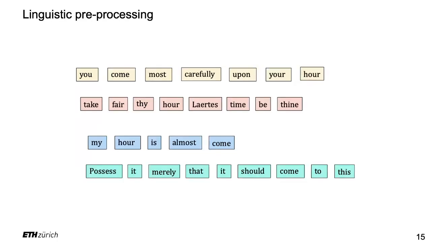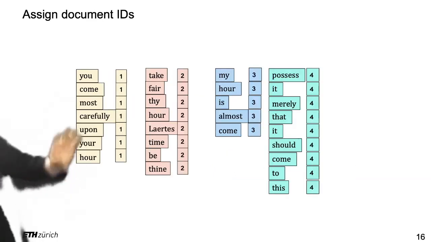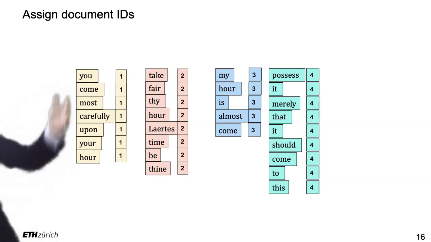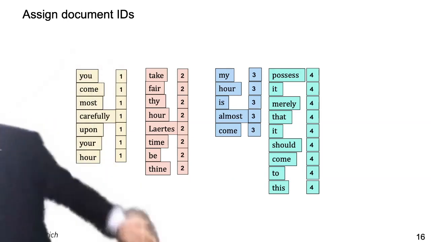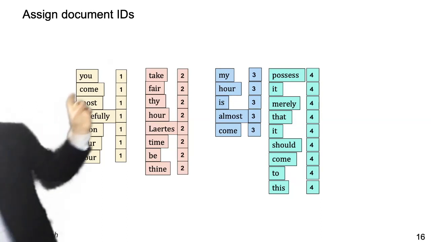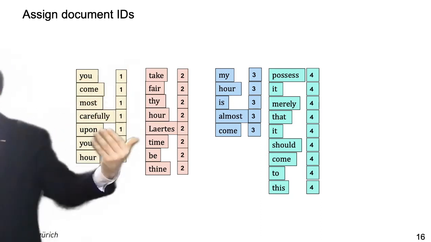Now, I'm going to assign document IDs, meaning that I'm going to put 1 here, 2, 3, 4. And now I'm regrouping, I'm swapping the columns and rows. This is exactly the same thing, just swapped. I kept the colors. This is document 1, document 2, document 3, document 4. Now you see the pairs. This is a pair, a term and a document. So these are technically postings, right?